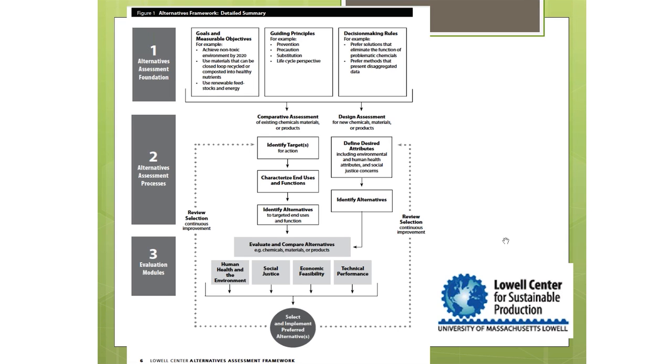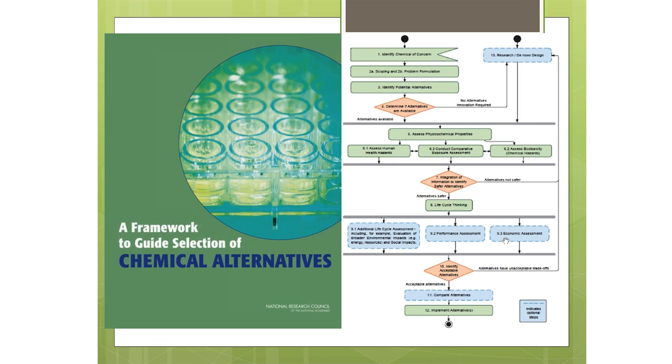So that was 2005. In 2014, the National Academy of Sciences pulled together a large committee of our colleagues and looked at the current practice of alternatives assessment and put together a sizable book. And we are happy to provide a link to this. This report from the National Research Council and the National Academy of Sciences is a framework to guide selection of chemical alternatives. And you'll see here, this is their overview.